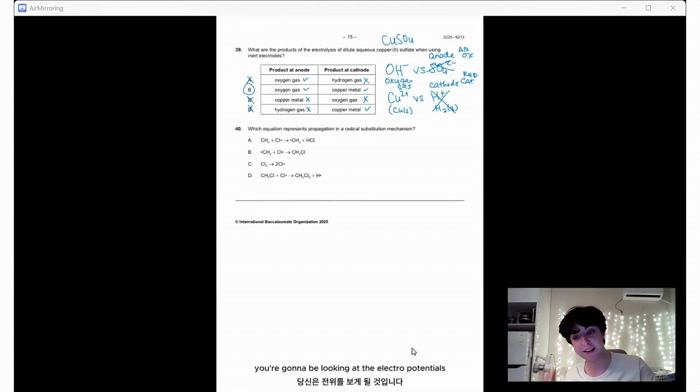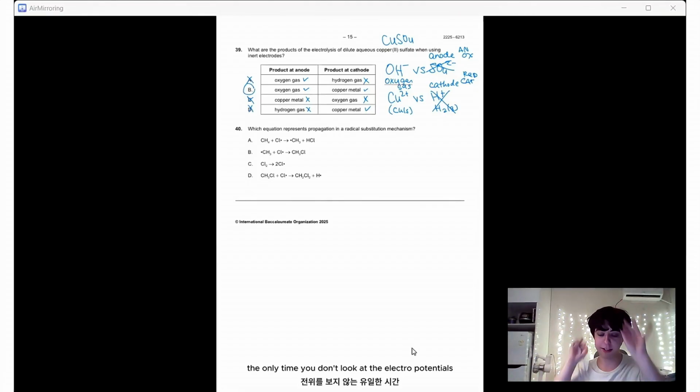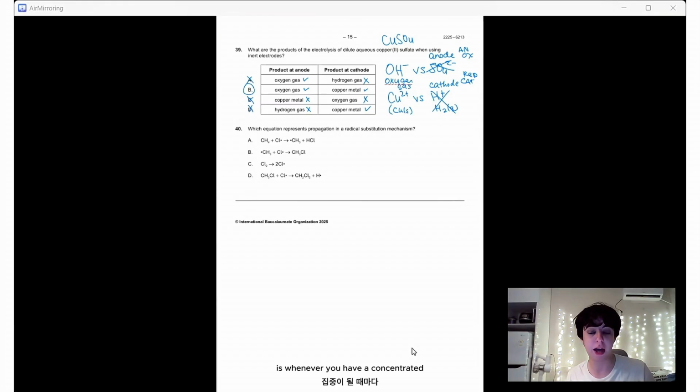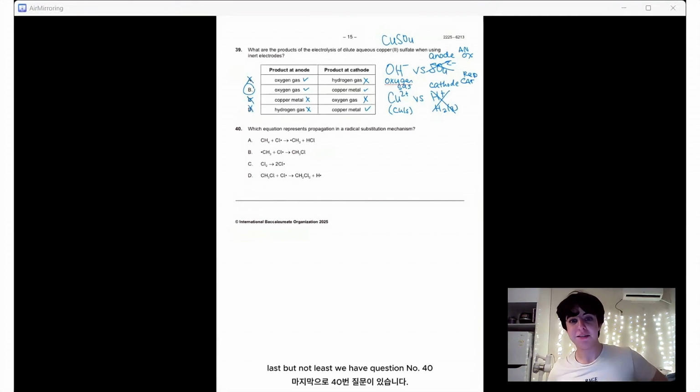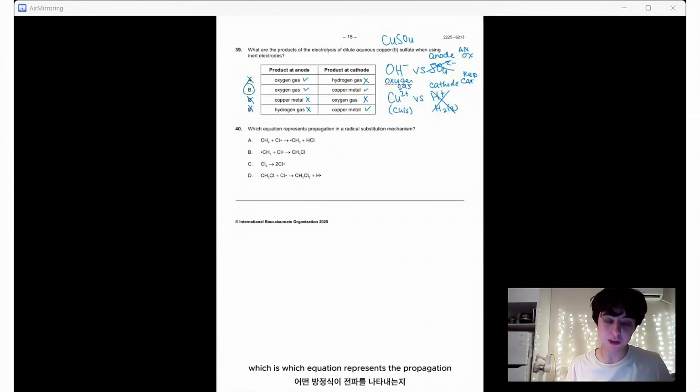Okay, and so you're going to be looking at the electrode potentials. The only time you don't look at the electrode potentials is when you have a concentrated solution of something with a halogen in it, in which case the halogen would be produced as a gas. Other than that, you're going to look at the electrode potentials. And we don't even have one for SO4 2 minus, because God said so. I don't know.